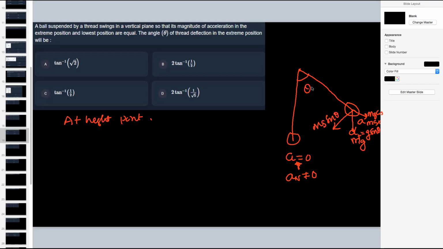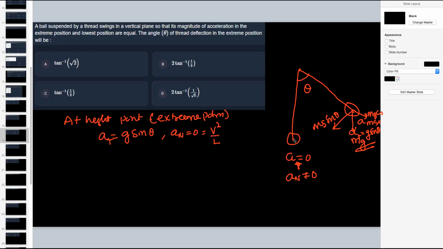So what is the acceleration at this position? g sine theta. That is at the highest point, at the extreme position. At the extreme position, the acceleration is g sine theta. This is the tangential acceleration. Now, what is the normal acceleration? It is 0. Why is the normal acceleration 0? Normal acceleration is nothing but v squared by L. The velocity is 0 at this point.